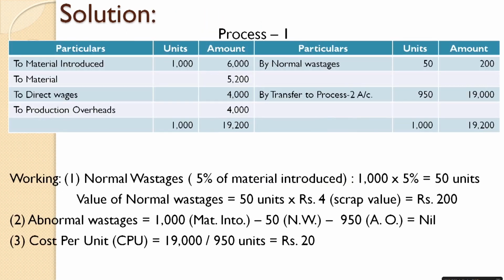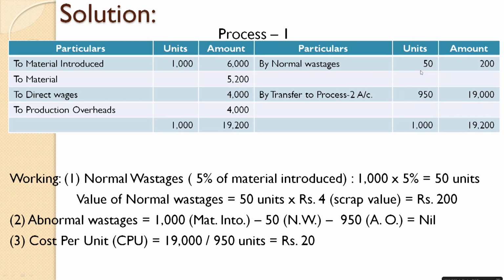Now see, in the process 1 account, how many units were introduced in this process 1? That is 1000. So 1000 units were actually introduced in the process 1, and 5% is the normal wastage. See the working number 1. The normal wastage is calculated as 5% of the material introduced, that is 1000 multiplied by 5%, which comes to 50 units. All wastages are always recorded on the credit side, and that is why the normal wastage is also recorded on the process account credit side, which is 50 units.